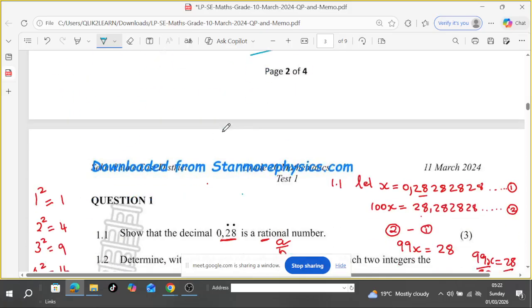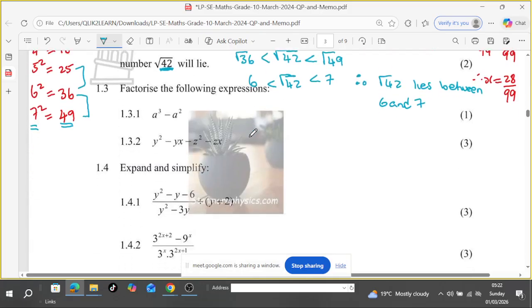Let's move to the next question. Let's see what we have here. So we're going to factorize. They want us to factorize the following expression, and this is what we are given: a squared, a to the power 3 minus a squared, and this is just 1 mark. To factorize this, we're just gonna take out the common factor, then we are done.